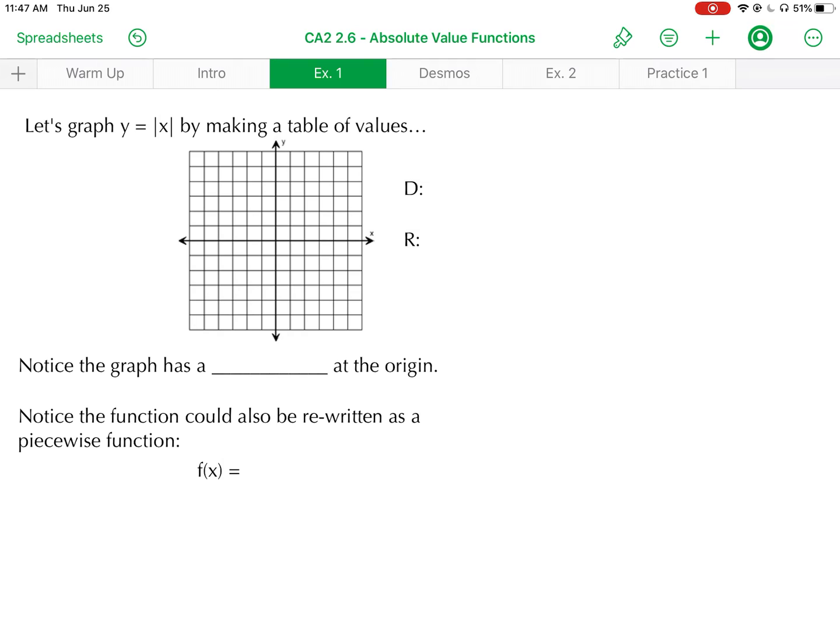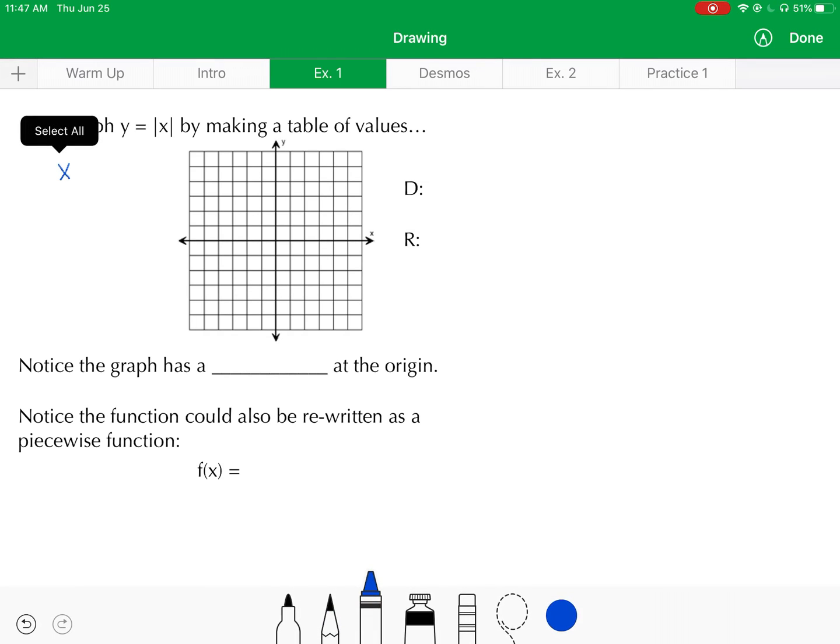I'm going to have 5 values in my table that I will plug in for x: -2, -1, 0, 1, and 2. The absolute value of -2 results in 2. Plot that point. The absolute value of -1 results in 1. The absolute value of 0 is 0. The absolute value of 1 is 1. The absolute value of 2 is 2.